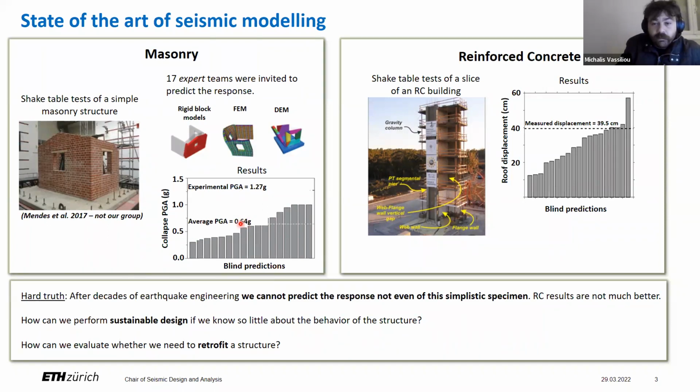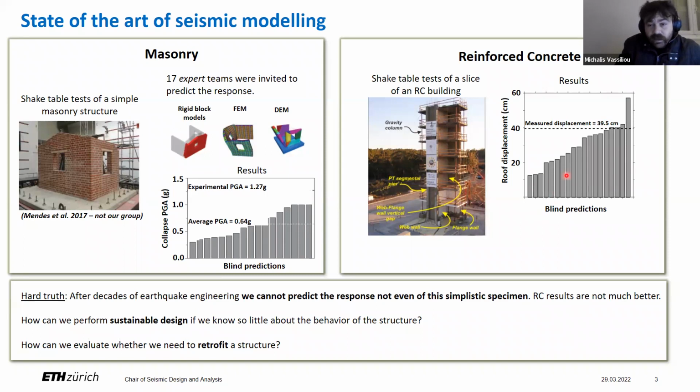I mean, you read blind prediction contest reports, and usually it is not that you can find something wrong. The sad truth, so, is that we have no clue how this simple structure behaves. Many people are very proud of their fancy numerical model and do not really want to admit this hard truth, but this does not make it less of a truth. After decades of earthquake engineering, we cannot predict the response, not even of this simplistic specimen.